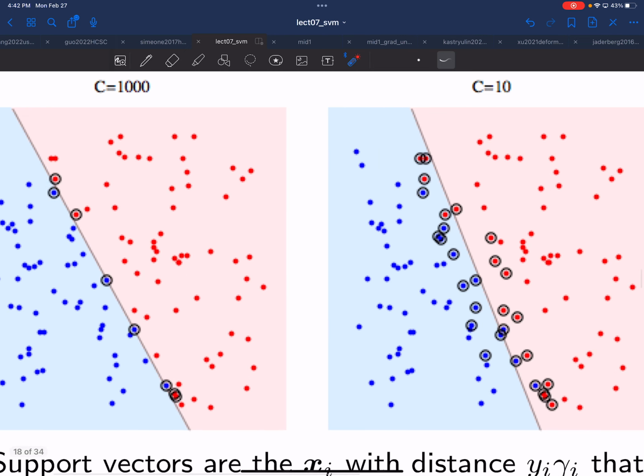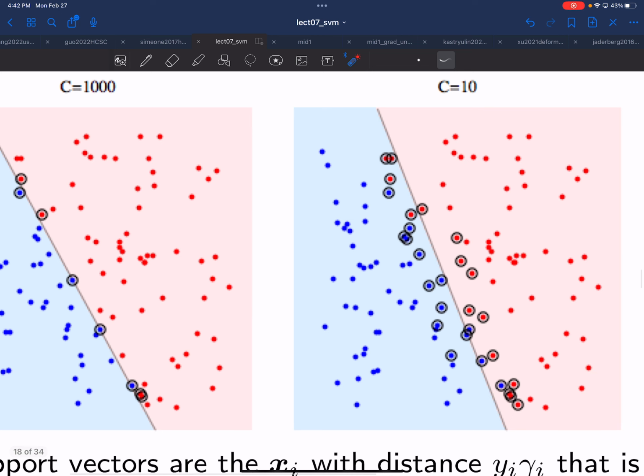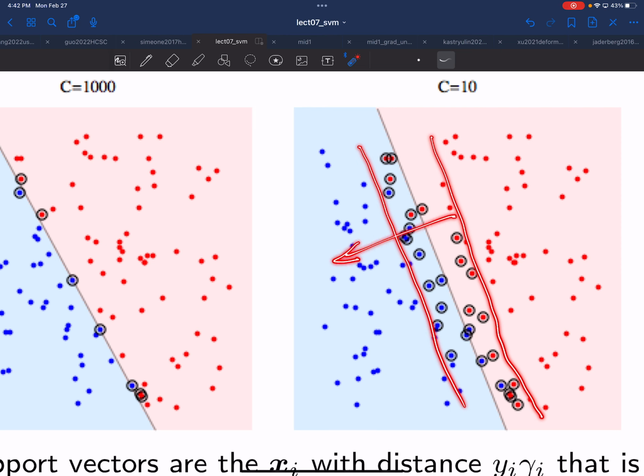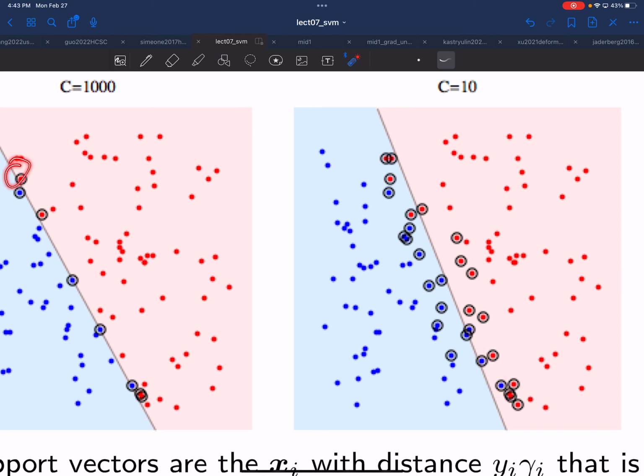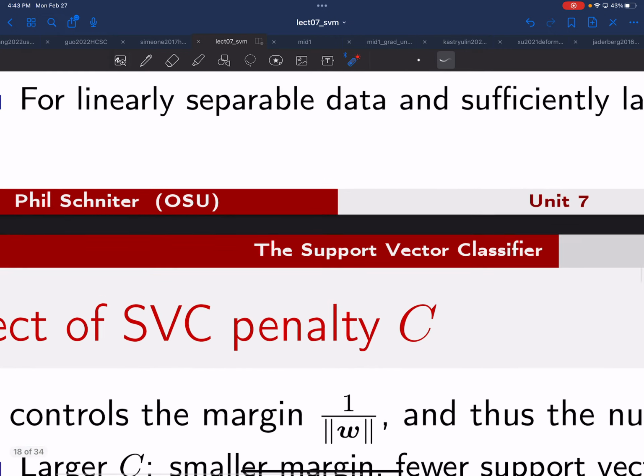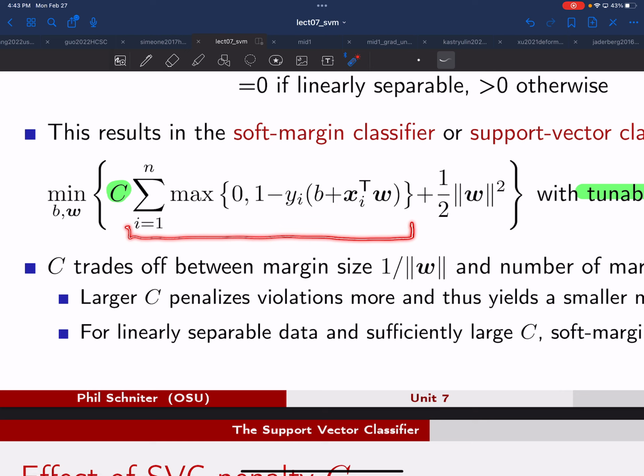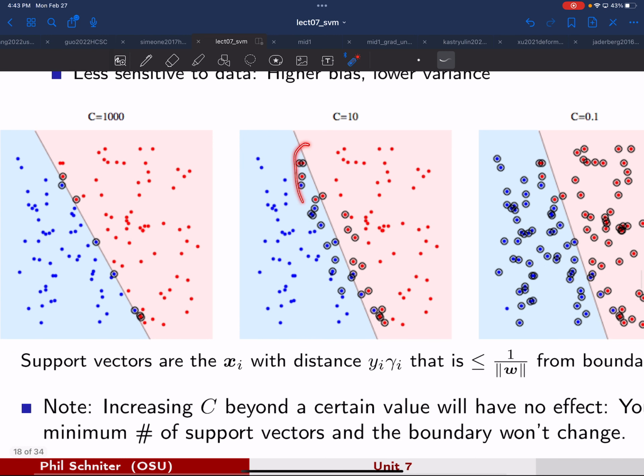Now, if we reduce C by 2 orders of magnitude, what happens is the street gets wider, and now any red samples that are on this side of the boundary are going to be counted as support vectors. Any blue samples that are on that side in the street or on the wrong side of the street are going to be support vectors. And you can see you have a lot more support vectors now. Also, some of them are actually being misclassified, which was not happening over here. So by making C smaller, you're saying, I don't care as much about making this term small. I'm going to allow some bad things to happen, but I really want to make my street as wide as possible. And as you can see, you're able to make it wider.